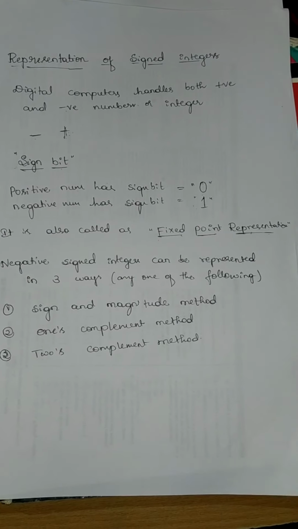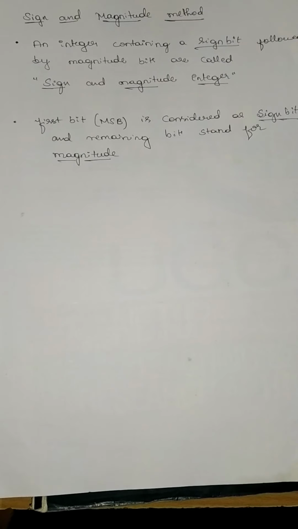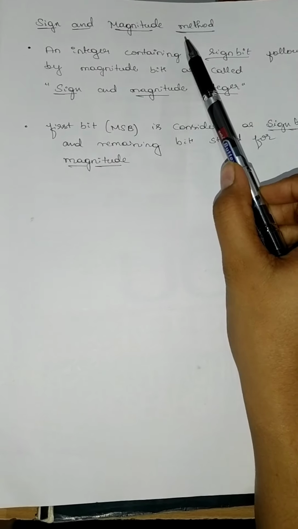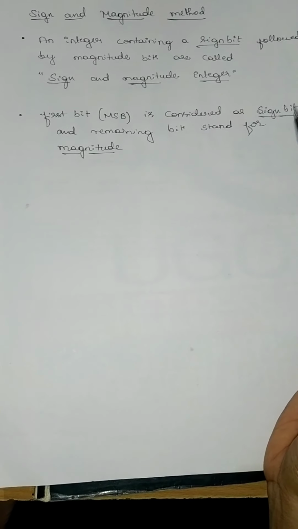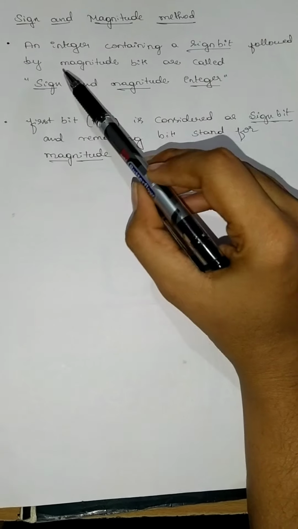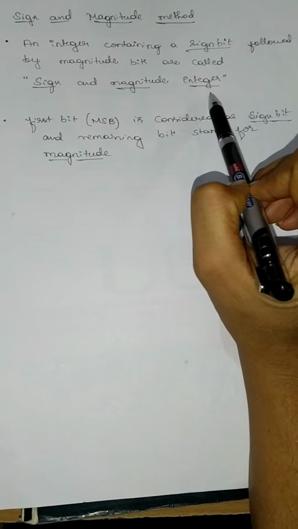Now we'll see what the sign and magnitude method is. In this method, an integer containing a sign bit which is followed by magnitude bits is known as a sign magnitude integer.